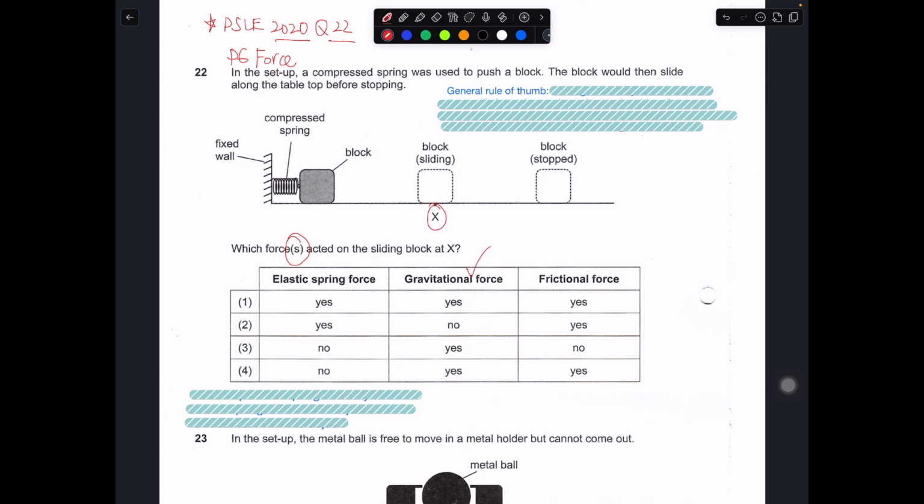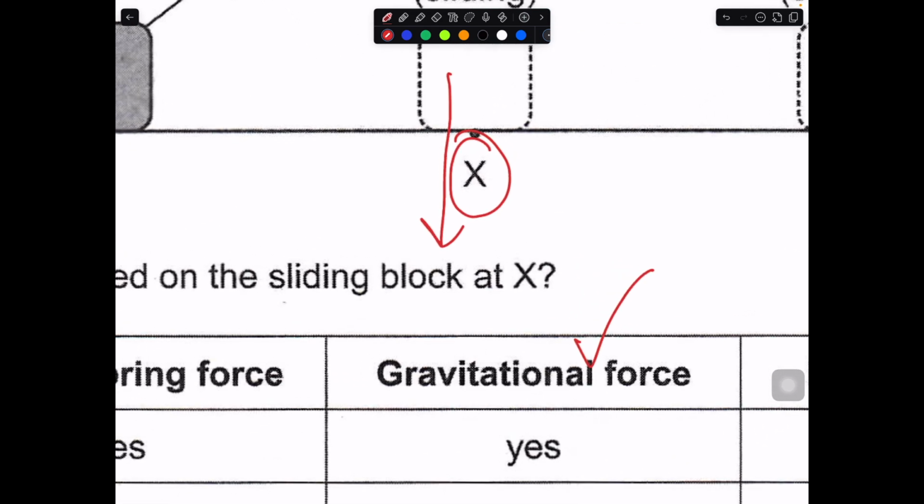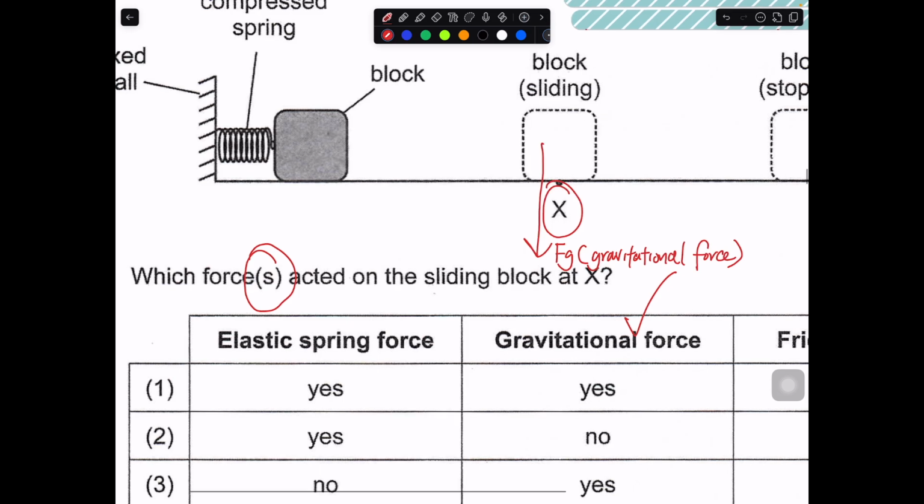As long as the setup is conducted on Earth, and we can safely say that the setup is conducted on Earth for all the questions that are presented in the PSLE setting, we can say that there will always be gravitational force acting on an object, and the direction of that force will be downwards. So I would like to use this symbol to represent gravitational force. So it will be in this manner. So this one will always be a yes.